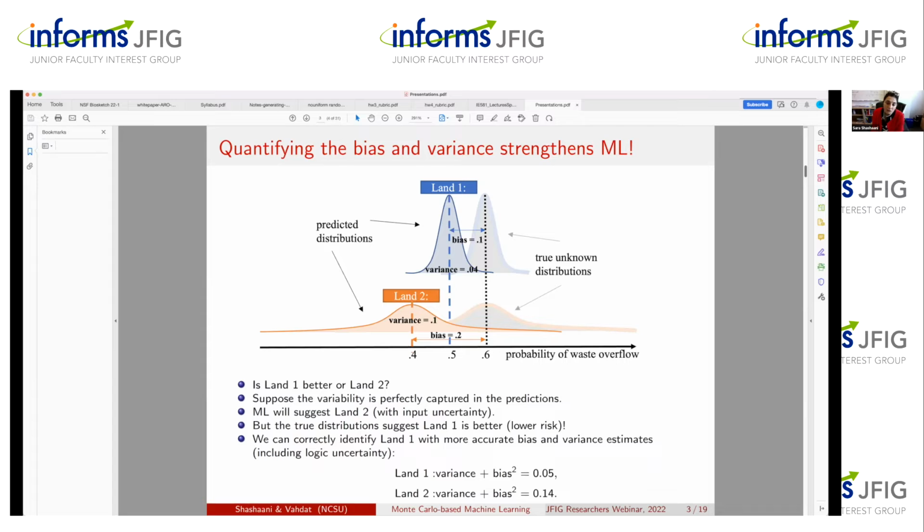And now, since we don't know these two, we're going to go to the distribution of the predictions, right? So we build these machine learning models.